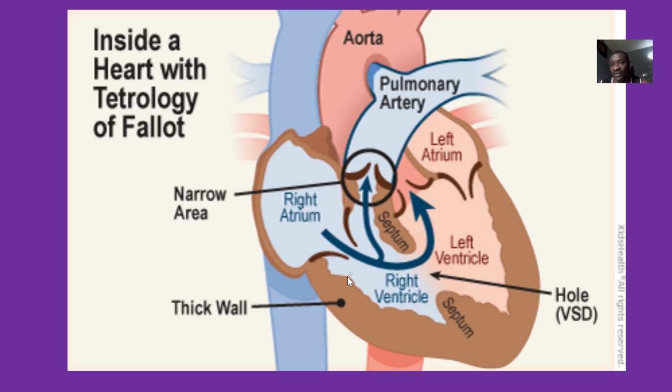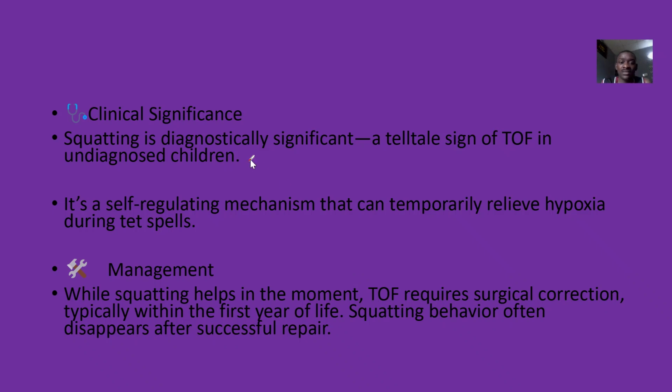This Tetralogy of Fallot, just to refresh your memory: all the defects. Thick right ventricular wall, ventricular septal defect, okay, and the rest of them. So clinical significance. Squatting is one thing we look at, okay.